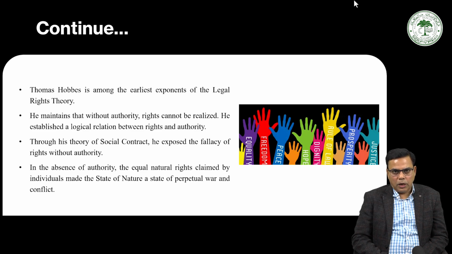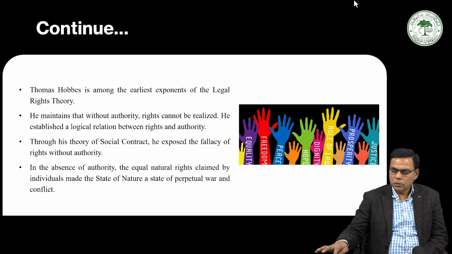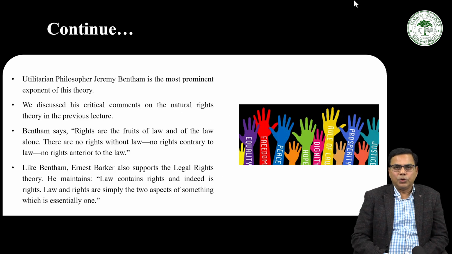In the absence of authority, the equal natural rights claimed by individuals made the state of nature a state of perpetual war and conflict, according to Thomas Hobbes. So we should see that the Hobbesian state of nature was a state of war, whereas the Lockean state of nature was a state of peace. That is the fundamental difference between the two.